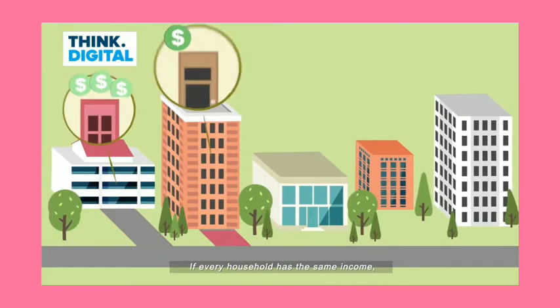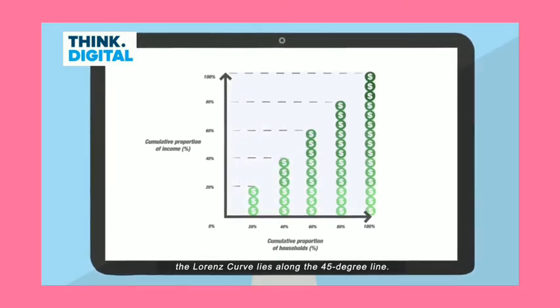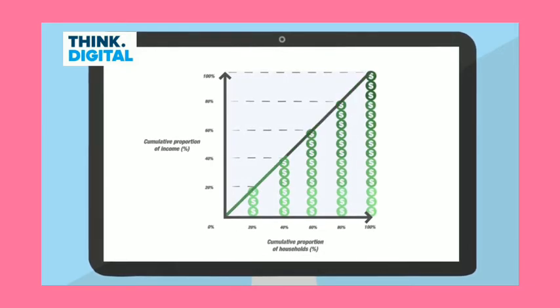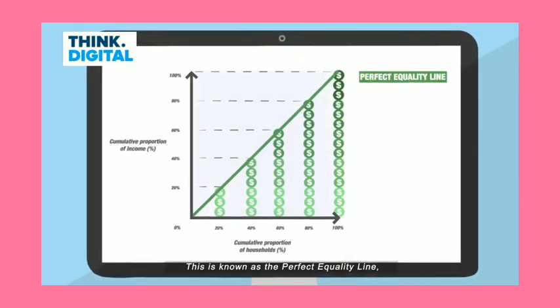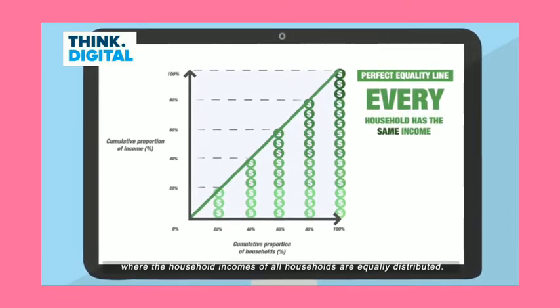If every household has the same income, the Lorenz curve lies along the 45-degree line. This is known as the perfect equality line, where the household incomes of all households are equally distributed.